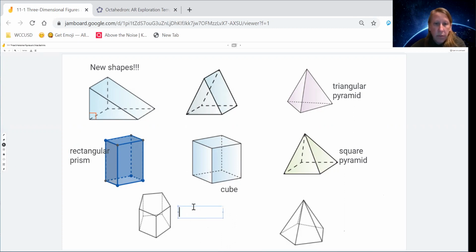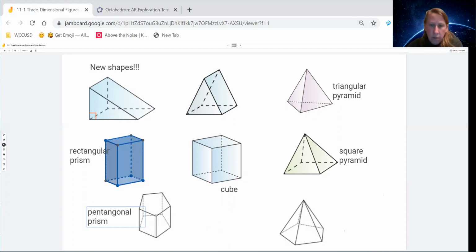How about this? This is a prism. What's the base? What are the two that are the same? They're pentagons. So this is a pentagonal prism. With prisms, they have two congruent parallel bases. So there's two pentagons that are exactly the same.